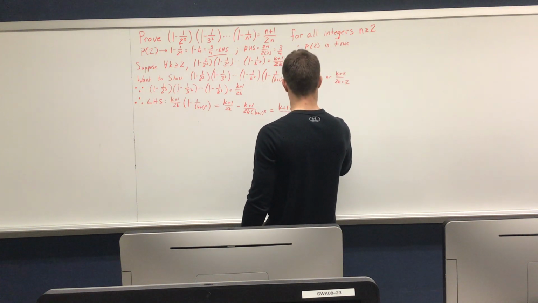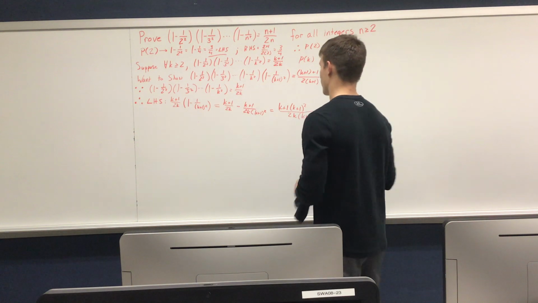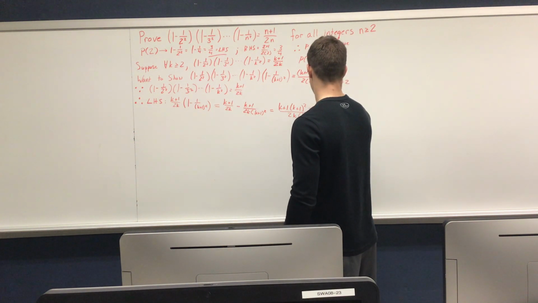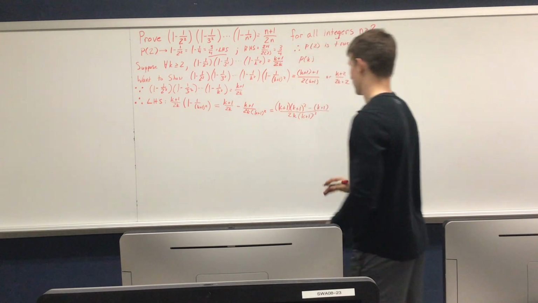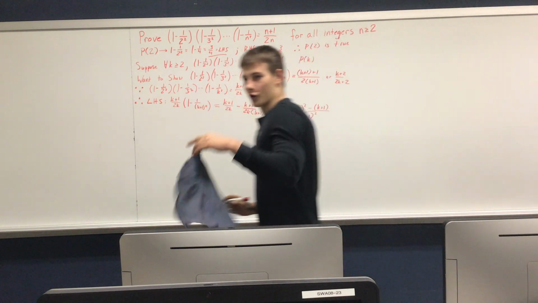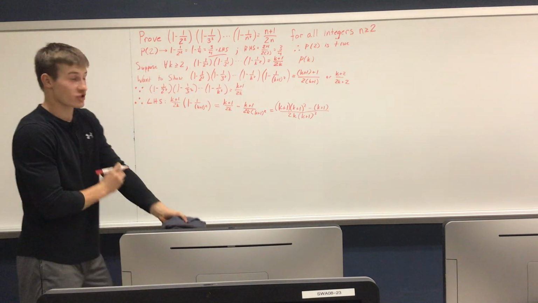This is times k plus 1 squared, all over minus k plus 1. And sorry, the door closed over there, distracted me a little bit. But we're going to continue to simplify and solve.